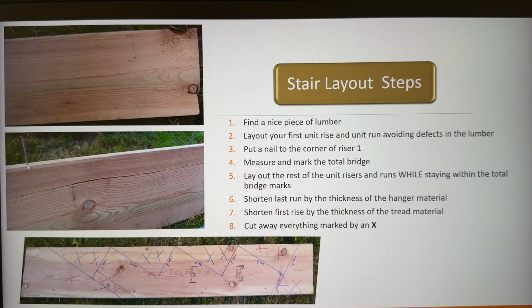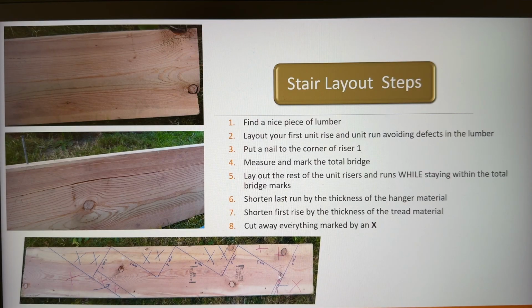And from this working point on, you need to lay out your total bridge along the board's edge. Once you've laid out your total bridge, you need to bunny hop your framing square and lay out the rest of the unit risers and runs while staying within the total bridge marks, the first one and the last one.